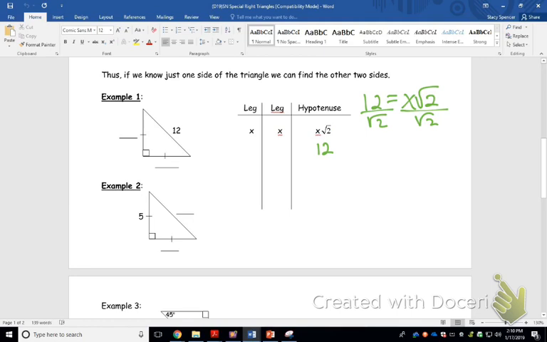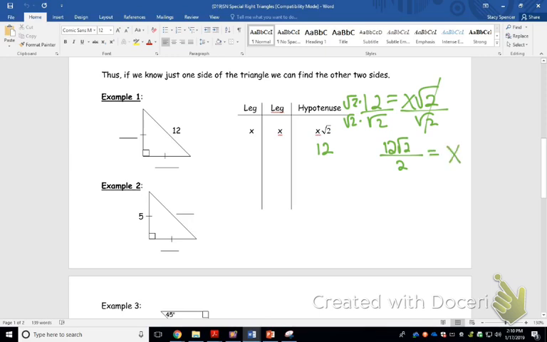Okay? Now, that brings us back to what? We cannot have a square root in the denominator. Okay? So we're going to have to rationalize it. So, what am I going to multiply this with to get rid of my square root of 2? Square root of 2. So in the numerator, that leaves me with 12 times the square root of 2. And then the denominator, what's left? We just have the 2. And that is our x.